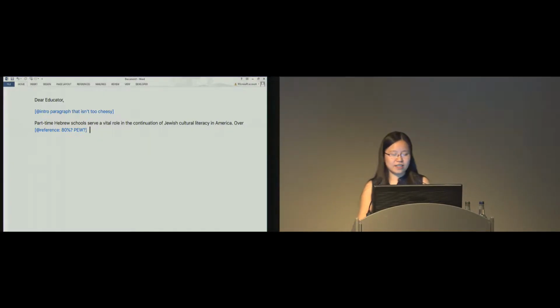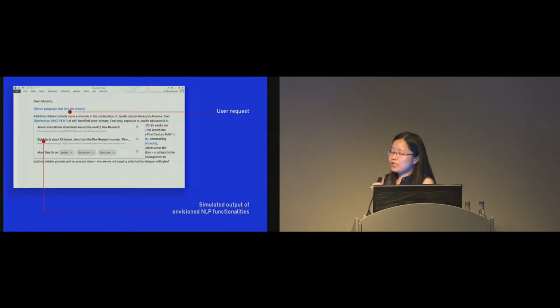We asked participants to come into the lab, bring in the documents that they're already writing or they planned to write, and use our prototype. We asked them to type an at, so type a placeholder whenever they want to leave a task for them to do later, or their collaborators or the machine to help them do. And this is one example of what one participant wrote: "Help me add this intro paragraph that's not too cheesy." Later on, when the user clicked on this instruction, the interface will provide the simulated output of our envisioned functionalities.